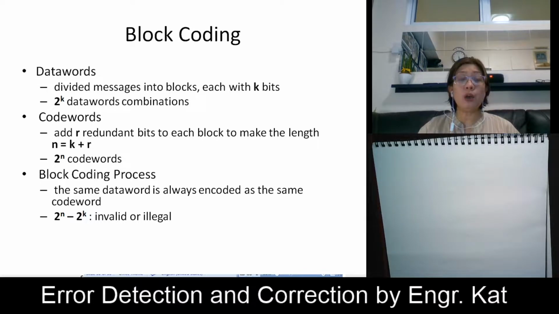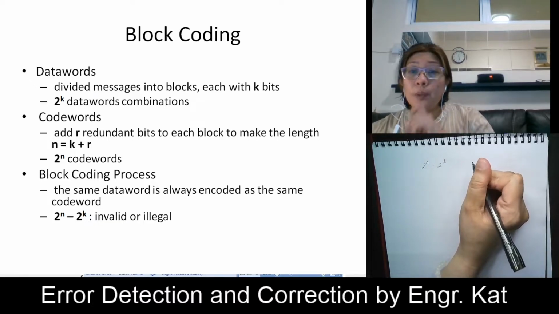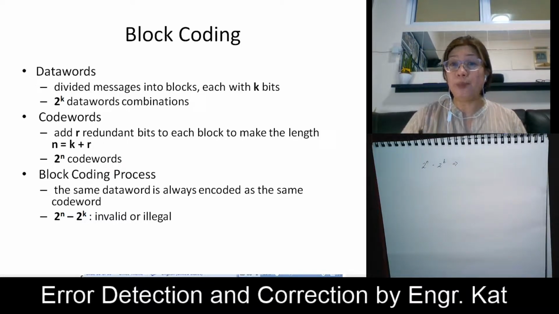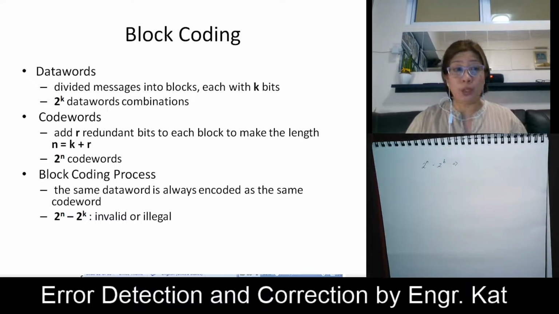The block coding process is, we can say, one-to-one. A data word must be included in a specific code word. But since n is greater than k, we have 2 raised to n minus 2 raised to k. The difference here is not an original data word. Therefore, usually 2 raised to n minus 2 raised to k code words are not being used. That means we can use those unused or invalid codes for error detection.